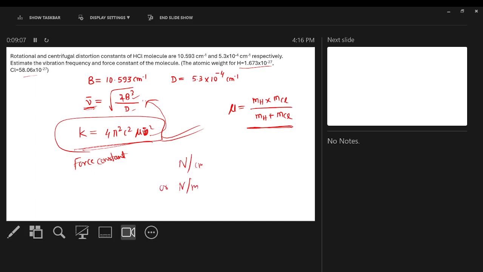Okay. So this problem I'm leaving on you guys. Try to plug in the value and try to get the force constant. Because a similar problem I solved before, like calculation of nu bar. So I'm not solving it here, and we know how to calculate the reduced mass. So it's pretty straightforward. You can solve it. Okay.